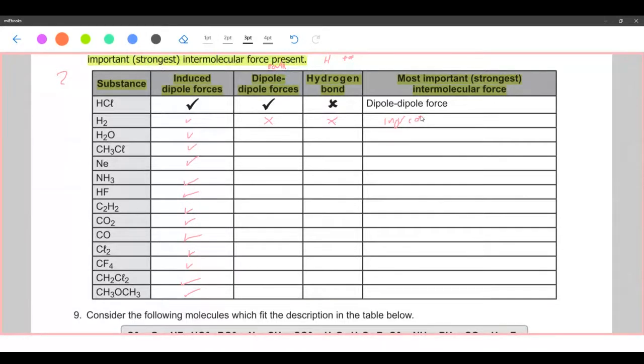I can't write with this pen on a cold day. Imagine I had to mark exams like this. How sad. Induced dipole. Right. It's the only one anyway.